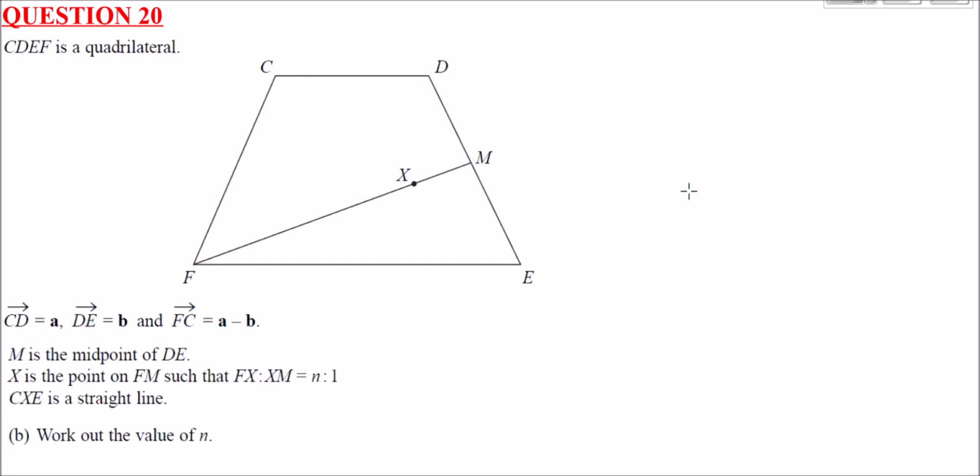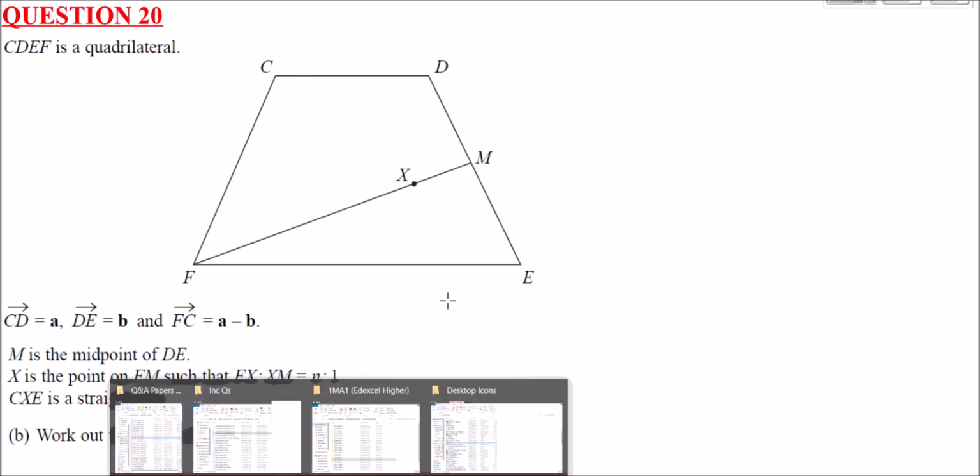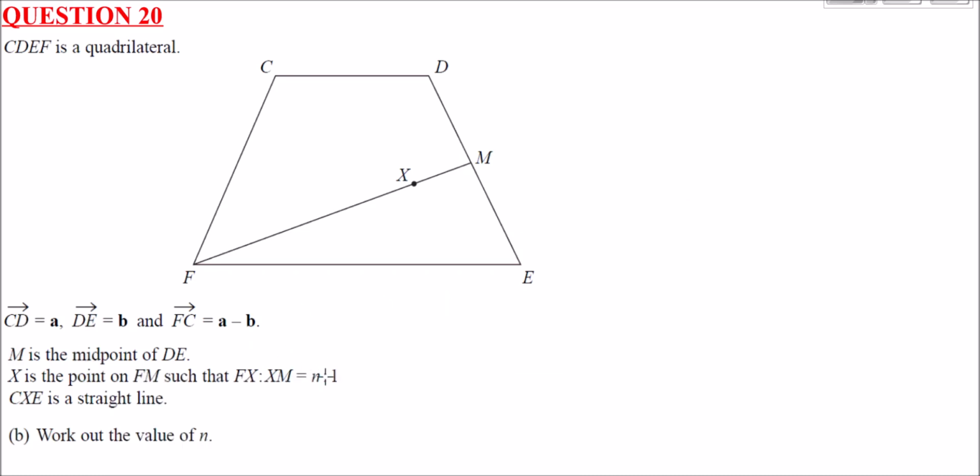Now, part B is the absolute beast. So we're told here about M being the midpoint of DE. X is a point on FM such that FX to XM is split in the ratio n to 1. CXE is a straight line. We need to work out the value n. So I'm actually going to almost ignore this ratio n to 1. I'm going to think of it in terms of two things. And so how could we go from F to X?